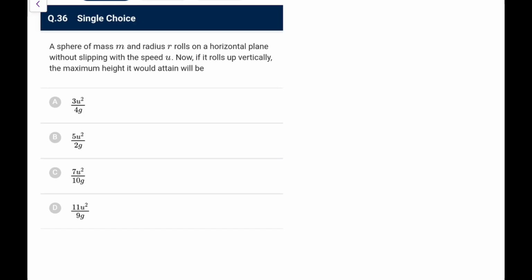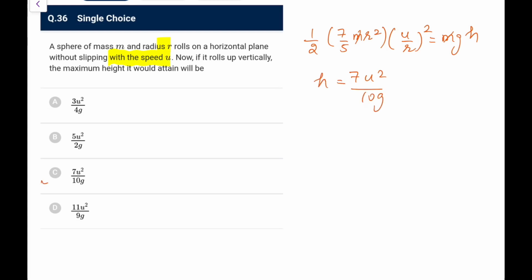Next, a sphere of mass m radius R rolls on a horizontal plate without slipping. Now it rolls up vertically to a maximum height. So it is rolling up, so there is no loss in energy. So the total energy which we write as half I_P omega square, and I_P for a solid sphere would be 2 by 5 plus mR square. So we will have 7 by 5 mR square into omega square, which is u by R whole square, equal to mgh. Directly you can cancel m, and R square goes, so 7u square by 10g is the h. This is the question I think we have done.